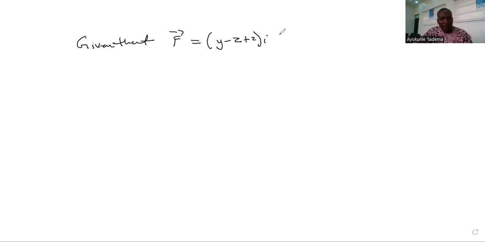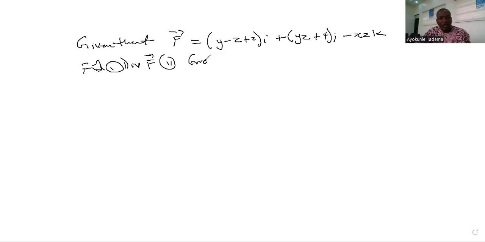Now, example one. Given that vector F equals (y minus z plus 2)i plus (yz plus 4)j minus xz k. Find div F. That is question one. And question two, curl F. Solution.